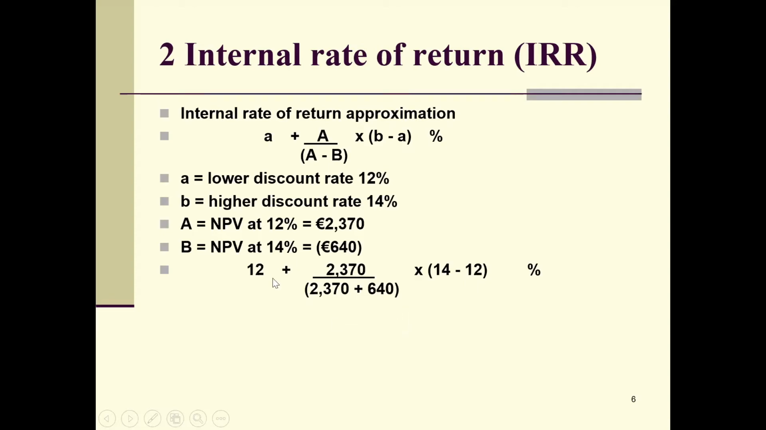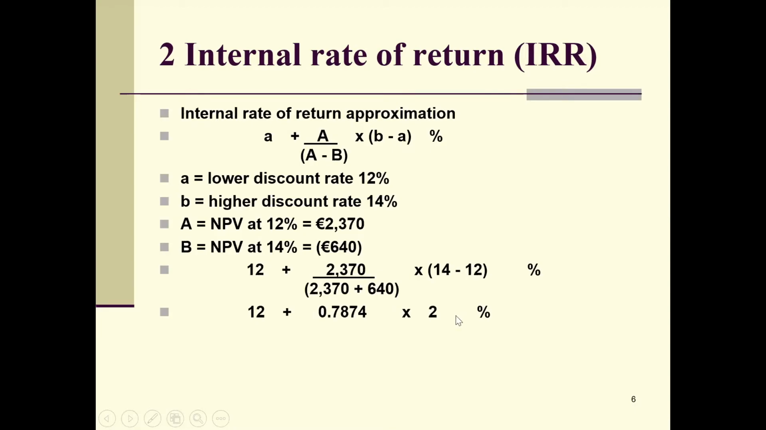And then do this calculation. You've got 2,370 over about 3,010. This is what it looks like. So your man there is 2, the 14 minus the 12. This guy, with the calculator, if you input 2,370 and divide it by about 3,010, you'll get 0.787 or something close to that.